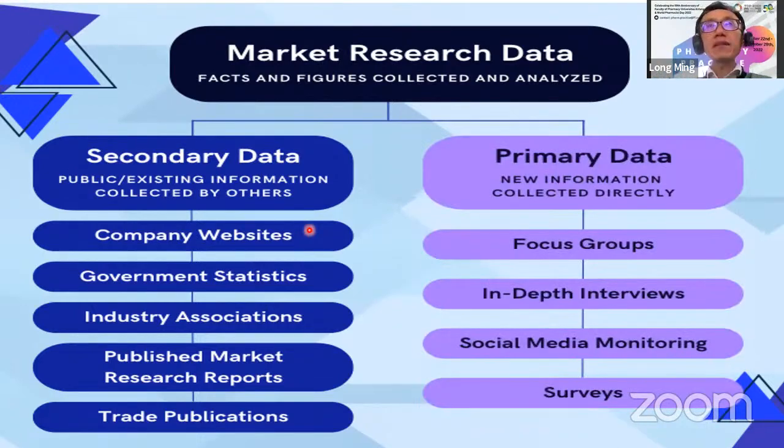And on the other hand, we also have the primary data. When we say primary data, it means new data that you collected by yourself, or sometimes we call it empirical data or empirical research. Here are presented four different methods to collect primary data. We're going to go through later what these are: focus group, in-depth interview, social media monitoring, and survey.